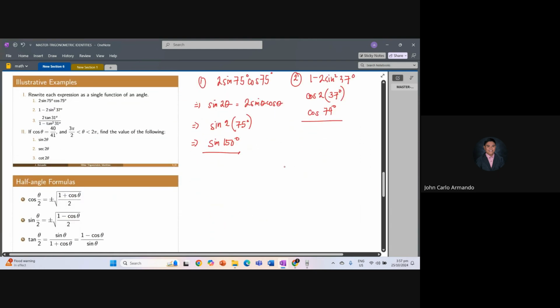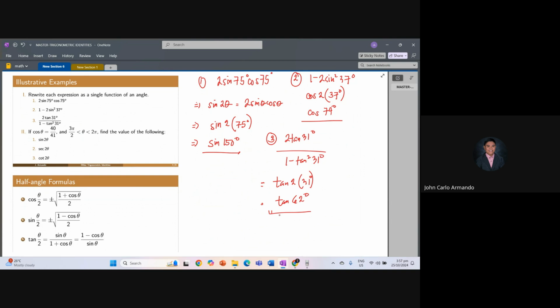How about number 3? We now have 2 tangent 31 divided by 1 minus tangent squared 31 degrees. Very obvious that this is equal to tangent 2 theta, and your theta is 31. And what is 31 times 2? That's 62. So the answer is tangent 62. Clear po? Nakuha natin? Okay.